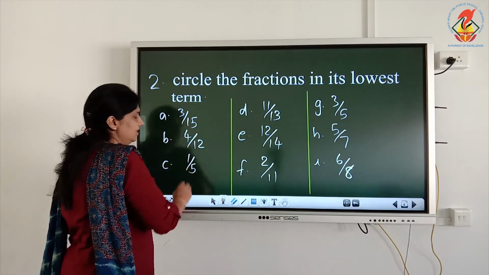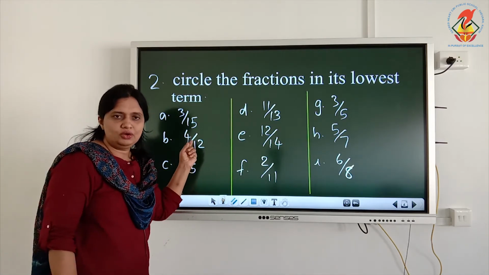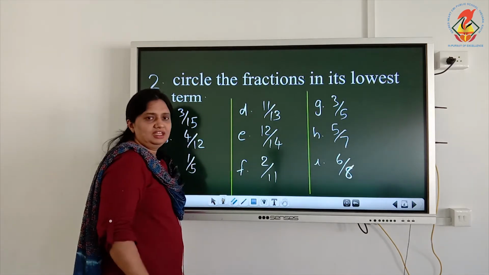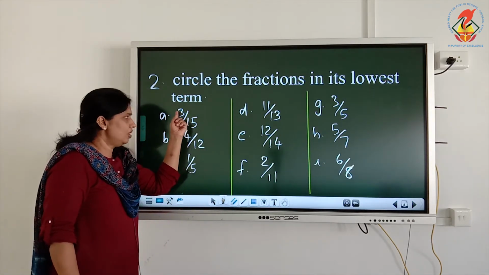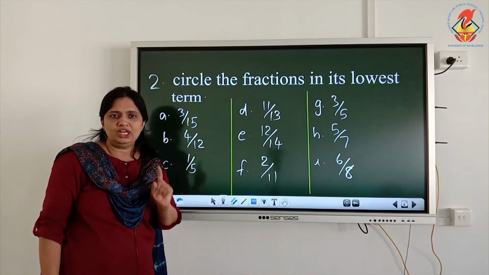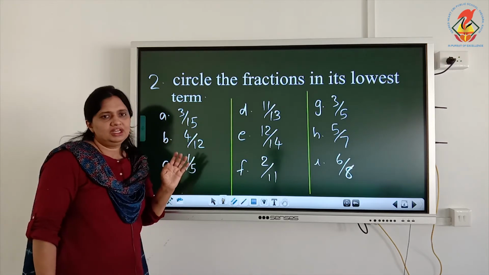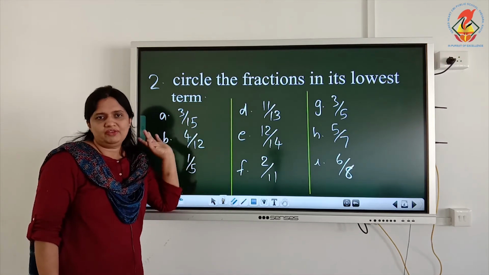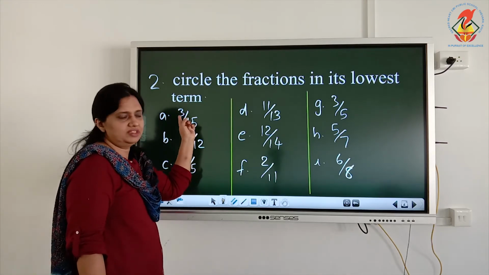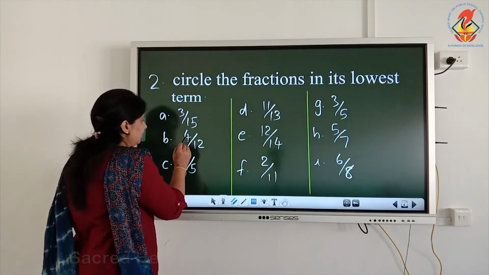And first I will give 3 by 15. You need to check, is it in the lowest term? You need to check what is the common factor between numerator and denominator. If the common factor is 1 only, you can say it is in the lowest term. Here common factor is what? 3. 3 is the common factor, right? It is not 1. That is why it is not in the lowest term. You need to circle only the lowest term. Okay.